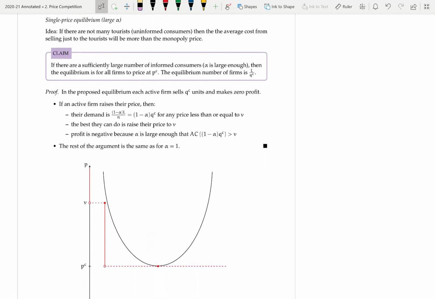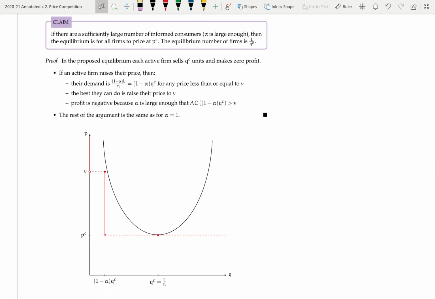Now we'll start by looking at the case where there is a single price equilibrium. So we're looking at the case where alpha is sufficiently large. The idea here is if there are not many tourists, then the average cost from selling just to the tourists will be more than the monopoly price. And so it won't be worthwhile to deviate to a high price.